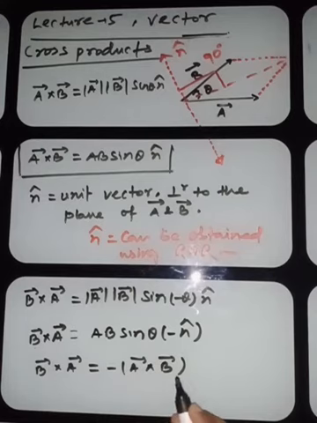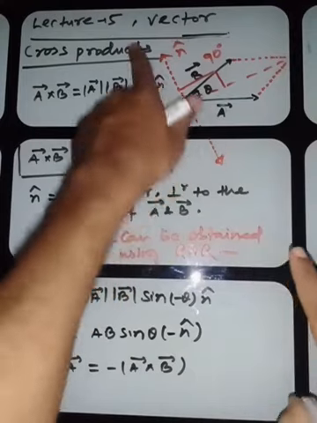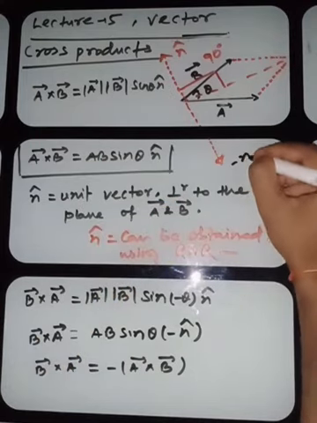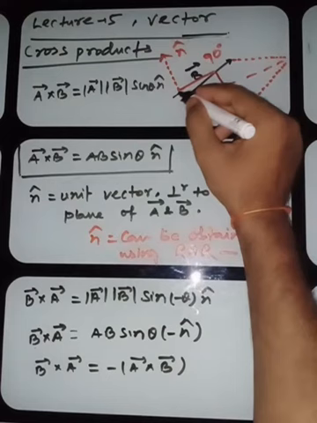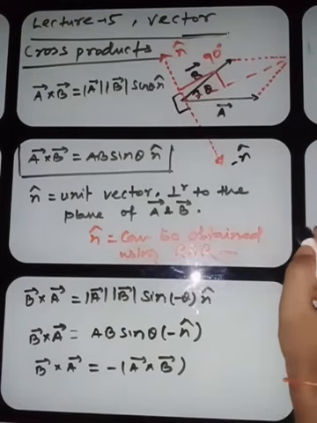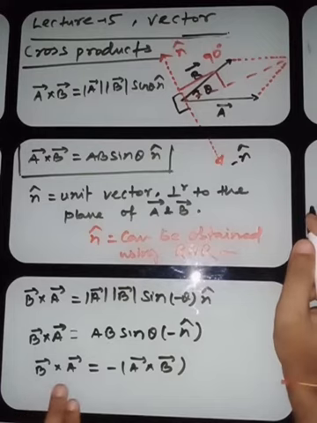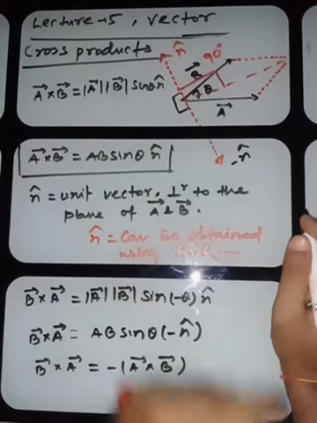If someone asks you what will be the angle between A cross B and B cross A, then what will you say? B cross A and A cross B are opposite to each other. This is the minus. If this gives the n cap, this will give you the minus n cap, and if n cap is in the upward direction, then minus n cap will be in the downward direction. And what will be the angle between these two? It will be 180 degrees. So if someone asks you what is the angle between B cross A and A cross B, the answer will be 180 degrees. You can see by the diagram.